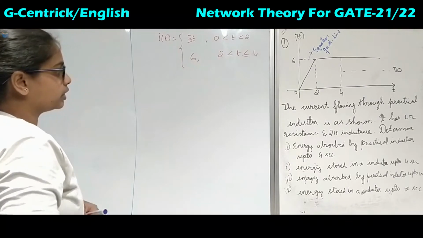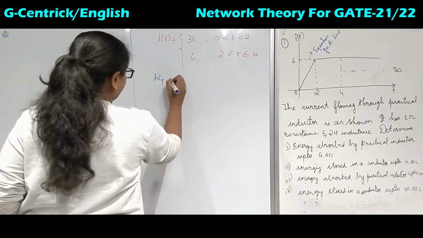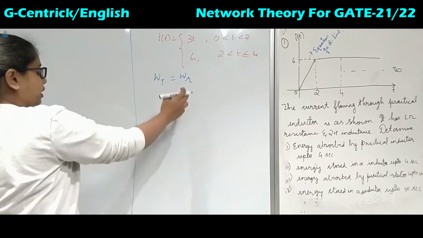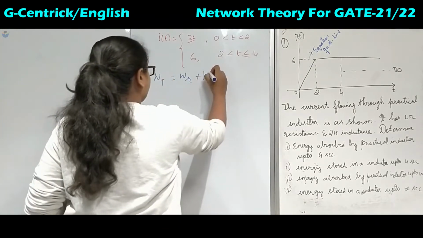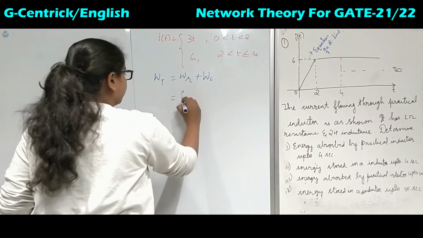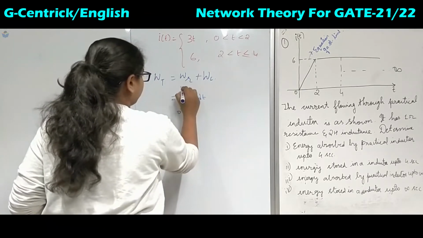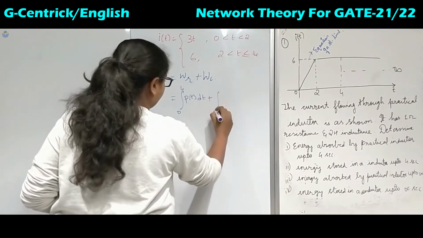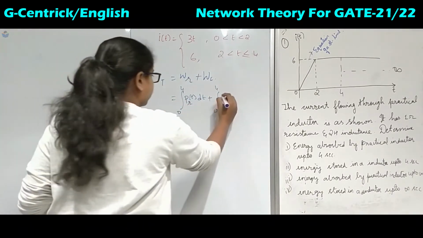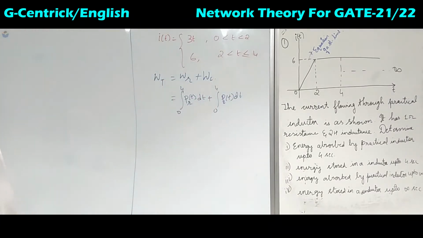Now what is the formula of energy? They have asked the energy absorbed by the practical inductor. So total energy W of t will be equal to energy stored in the internal resistance plus energy stored in the inductor. Okay. So this is nothing but, in terms of power, we can write it as integral of P of t dt from 0 to 4 seconds, plus another integral from 0 to 4. This is for the internal resistor R, and this is for the inductor. Okay. So energy is nothing but the integration of the power.